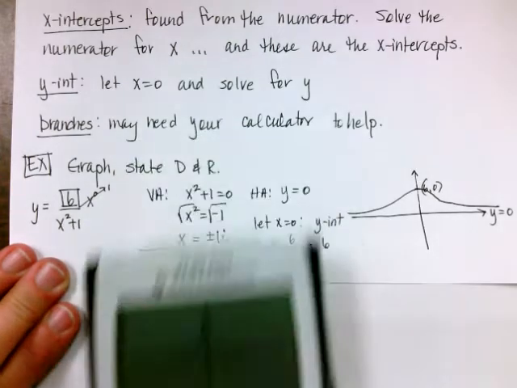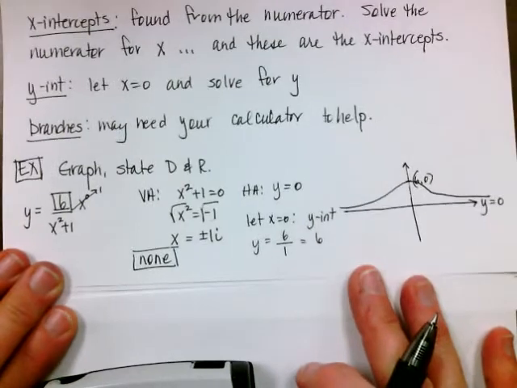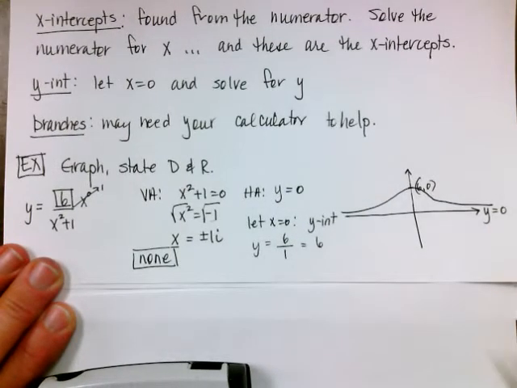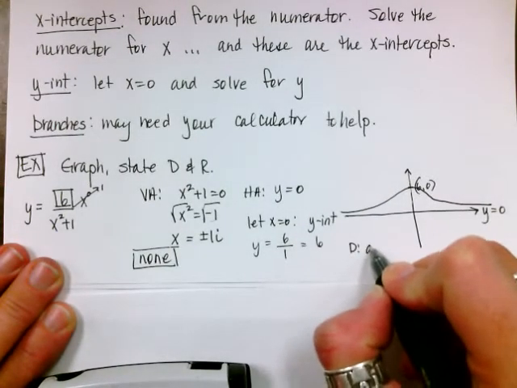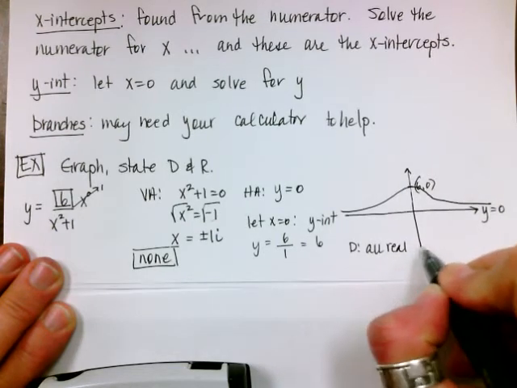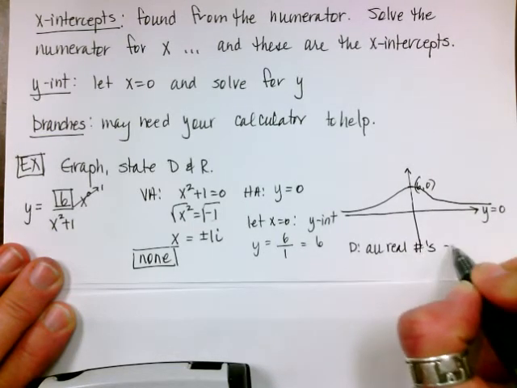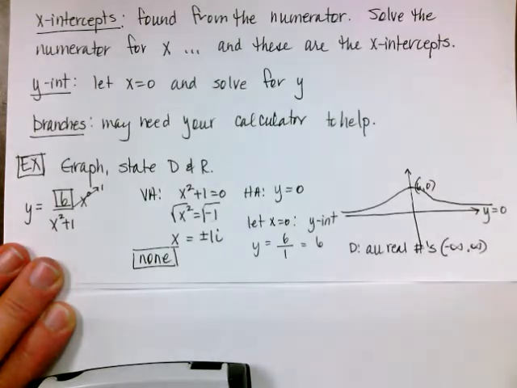Okay, so now let's talk about the domain. Since there are no vertical asymptotes, my domain is going to be all real numbers. Okay? And remember, I can write that as negative infinity to positive infinity.